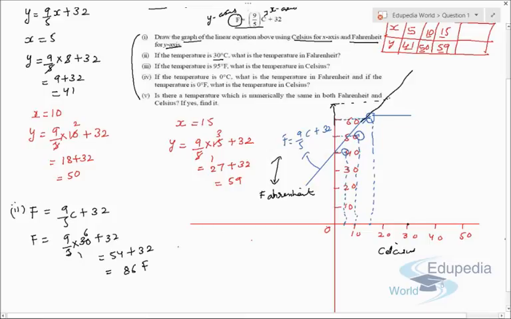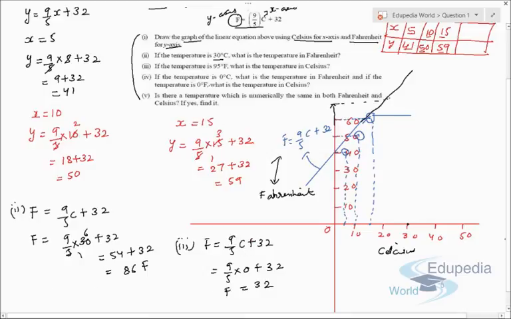Now the third question is: if the temperature is 0 degrees Celsius, what is the temperature in Fahrenheit? And if the temperature is 0 Fahrenheit, what is the temperature in Celsius? First, if the temperature is 0 degrees Celsius, what's the temperature in Fahrenheit? We can use the equation F = 9/5 C + 32, so it will be 9/5 into 0 plus 32. Anything multiplied by 0 is 0, so the answer will be 32. So we have F as 32 if C is 0 degrees Celsius.